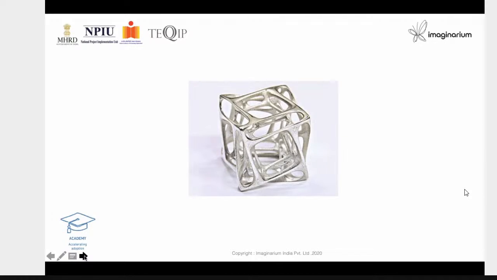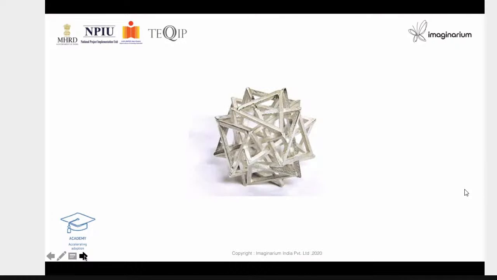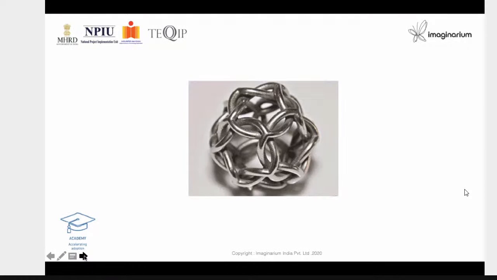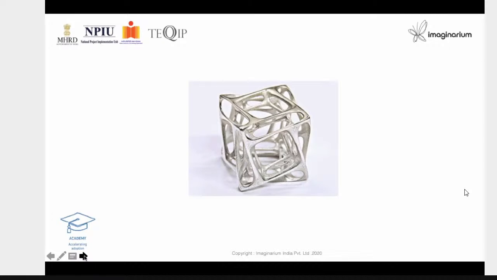Because you can just think there will be a lot of support for this building. Otherwise, we cannot build them. So it has been managed very well.